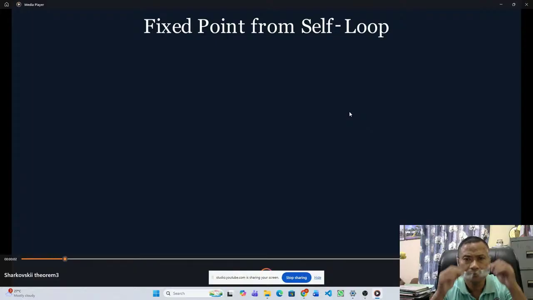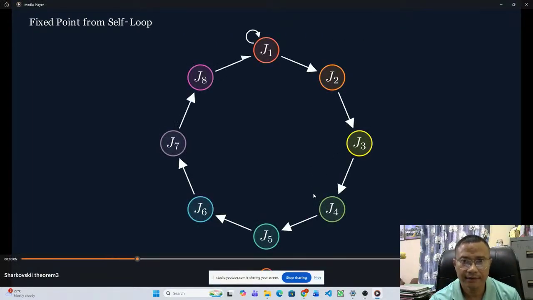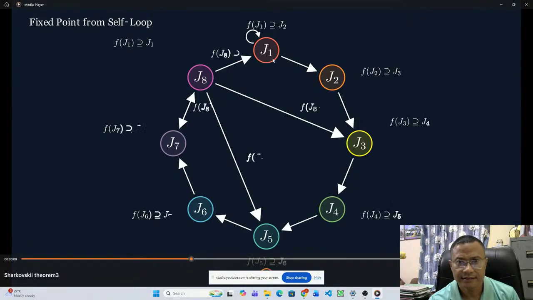Next, now let us see the fixed point. Why is there a fixed point? Let us refer to the Markov graph again. There is a loop in J1, and that is a primitive cycle of length 1. Therefore, there will be a fixed point. A primitive cycle of length 1 guarantees the existence of a fixed point.